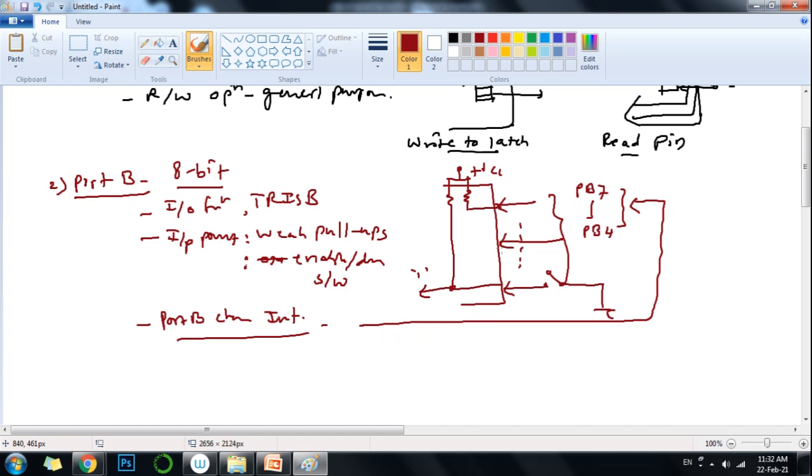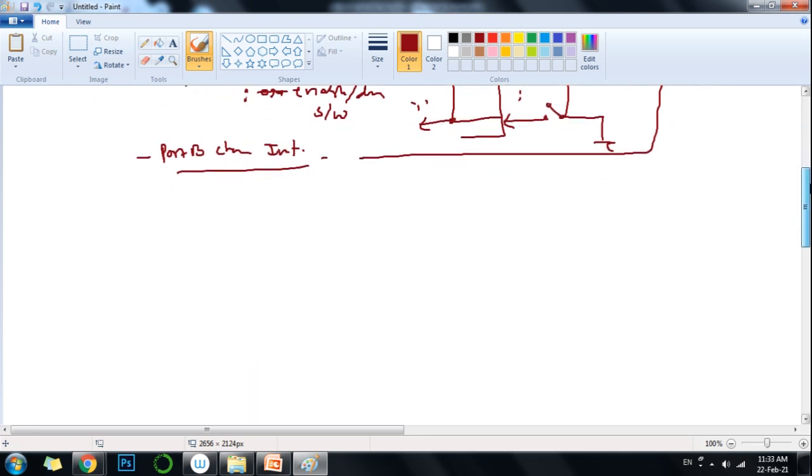I think these features are the same as we have discussed for port B in your PIC16F microcontroller. Is it clear? Yes, sir. Okay. Next is port C. The addition, see, this port was not available in the lowest device. Now we are going to have the third port, which is port C.